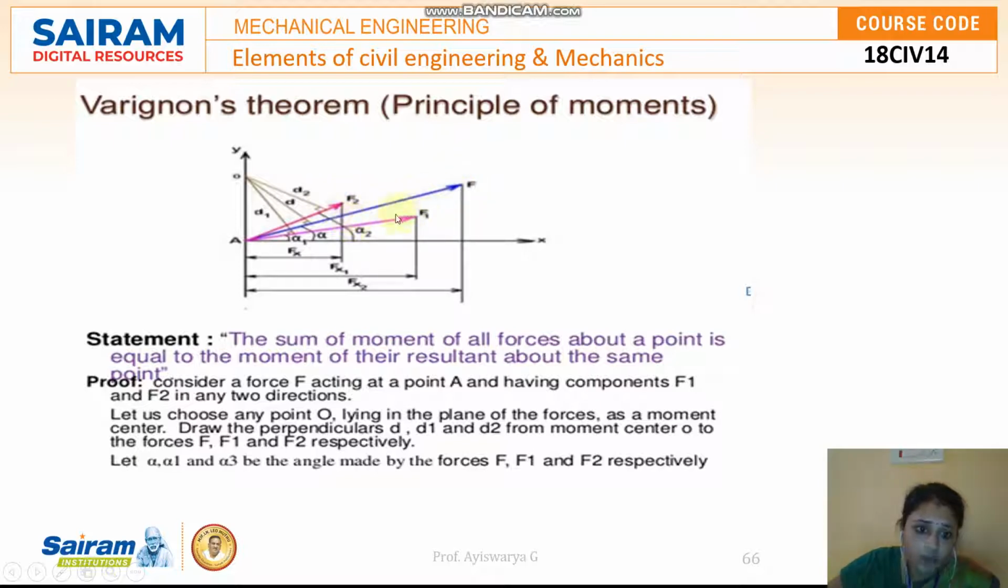For F1 you have the distance D1, for F2 the distance D2, and for the resultant force the distance D. Everything is connected at point O on the y axis. The angle for F1 is alpha 1, for F is alpha, and for F2 is alpha 2. The horizontal distance is Fx for F, Fx1 for F1 and Fx2 for F2. The sum of the moments of all forces will be equal to the resultant moment. That's what Varignon's theorem says.